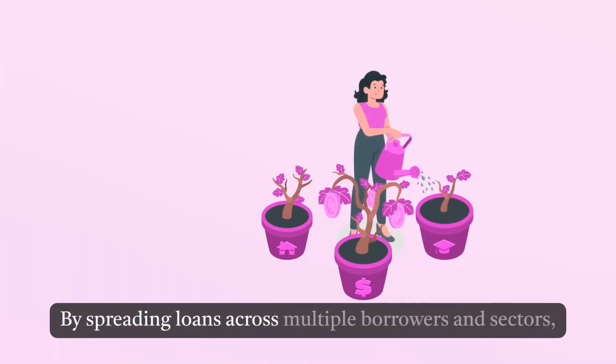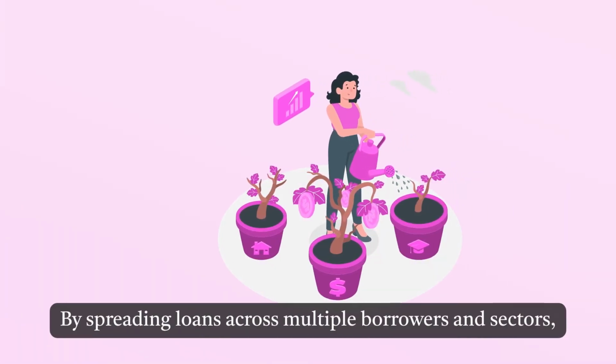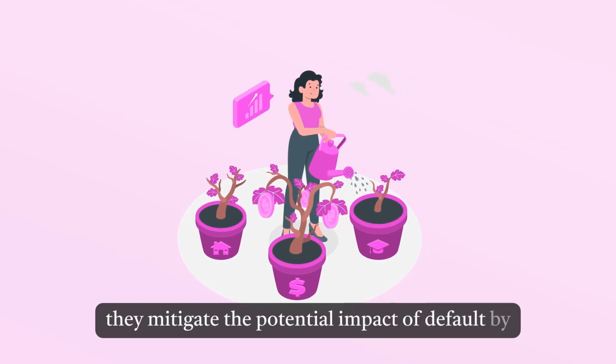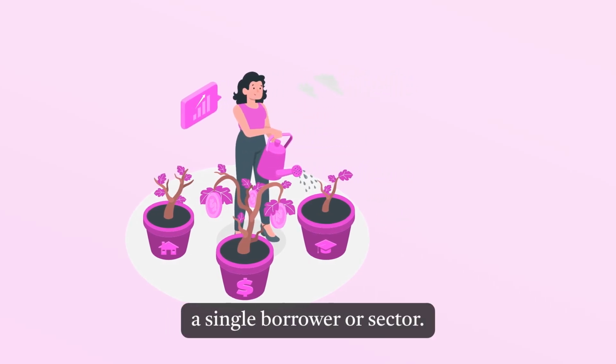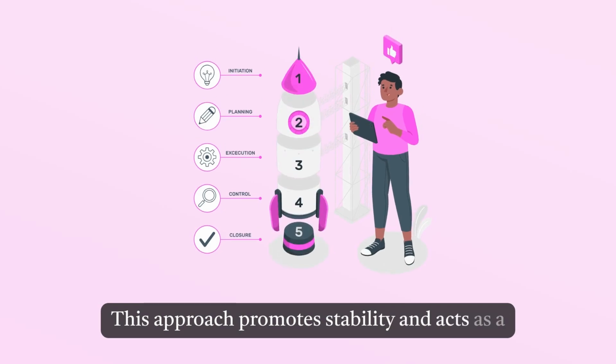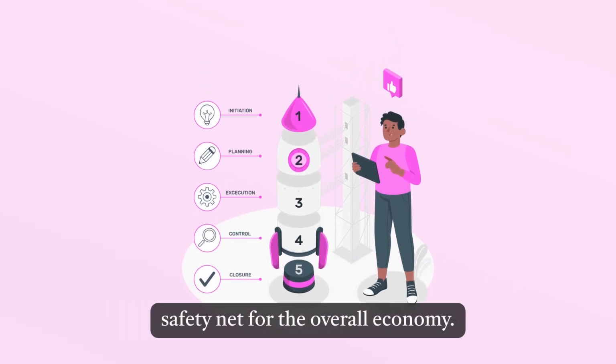Risk management. LDTIs manage risk through diversification by lending to a diverse set of customers. By spreading loans across multiple borrowers and sectors, they mitigate the potential impact of default by a single borrower or sector. This approach promotes stability and acts as a safety net for the overall economy.